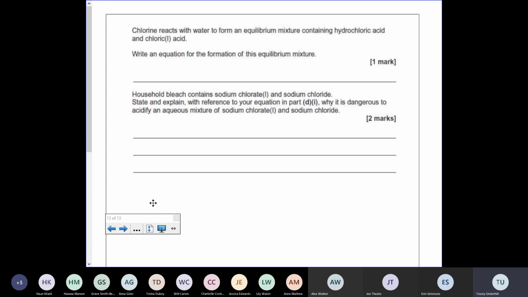Chlorine reacts with water to form an equilibrium containing HCl and chloric acid. We wrote this one out before, so we've done this one already.